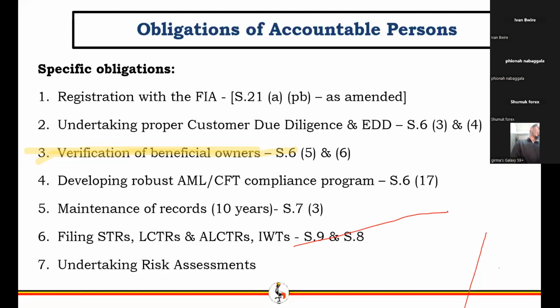On inspection, we look at how you're archiving documents, whether there's easy retrieval. So those are elements that we look at. And if we sense that the documents are not well kept, if we ask for a document and it takes you a week, then you have not adhered to that obligation. Filing STRs, LCTRs, and ALCTRs, and wire transfers, international wire transfers.